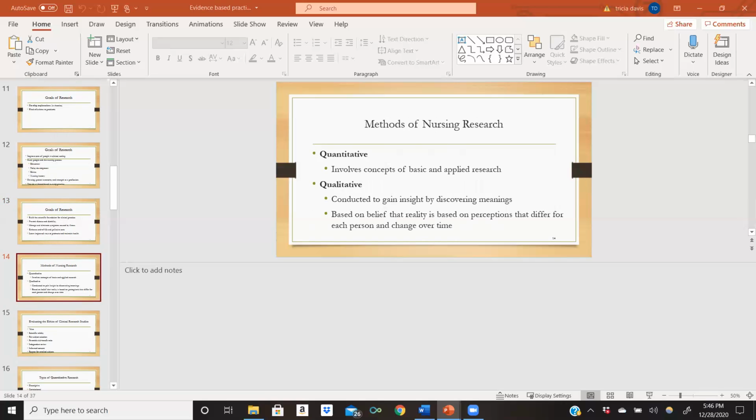So there are methods that we use for nursing research. So we have quantitative and qualitative. So quantitative involves concepts of basic and applied research. Qualitative is conducted to gain insight by discovering meanings, and then it's based on the belief that reality is based on perceptions that differ for each person and change over time.